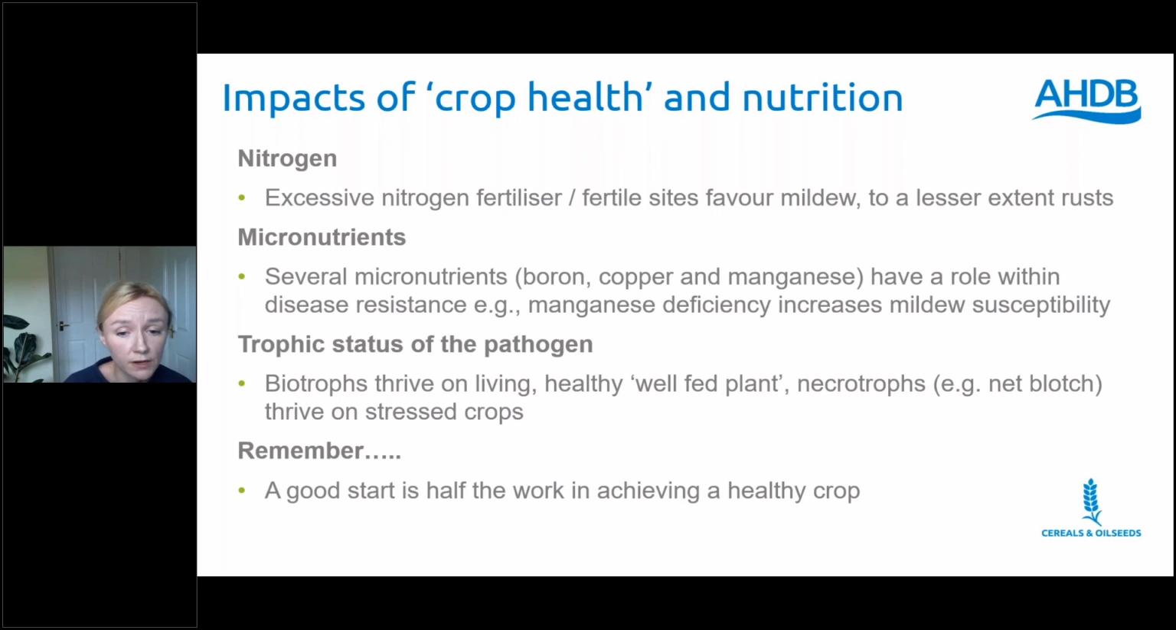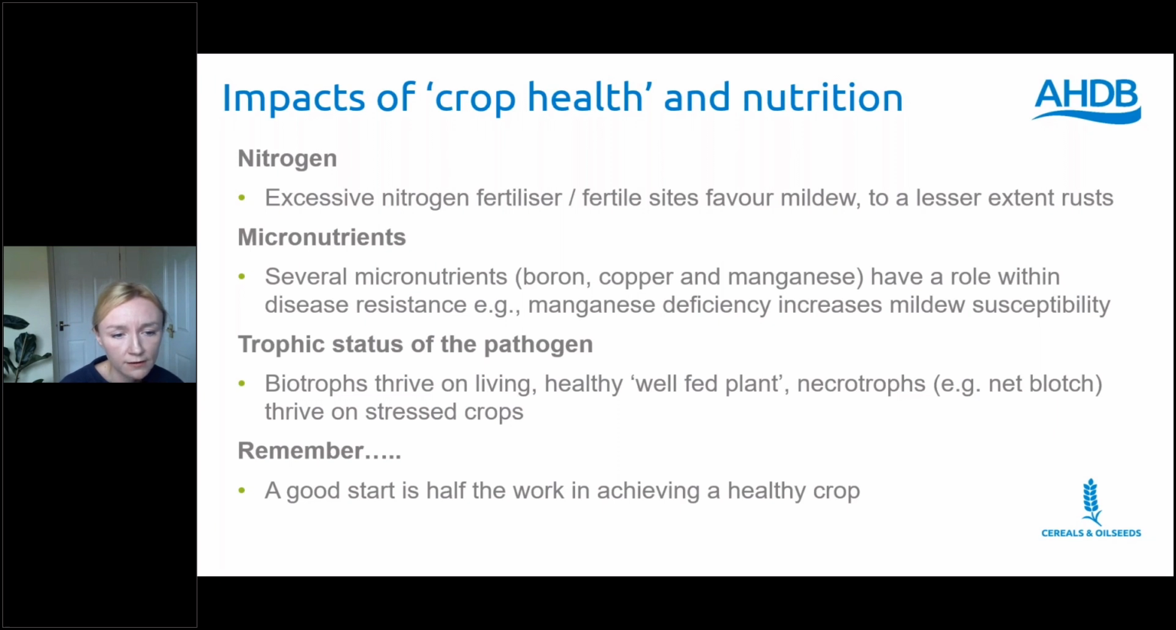So you can overfeed your crops, and you can have what we call fat crops. And that's not good for things like rusts and mildew, where they really thrive on this really green, lush canopy. Whereas something like a nectarotroph, like a net blotch, for example, they thrive on stressed crops. So when you're having that debate around healthy crops equals more disease-resistant crops, it's not that simple.